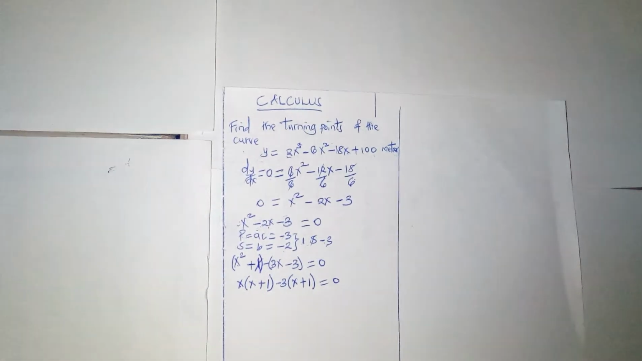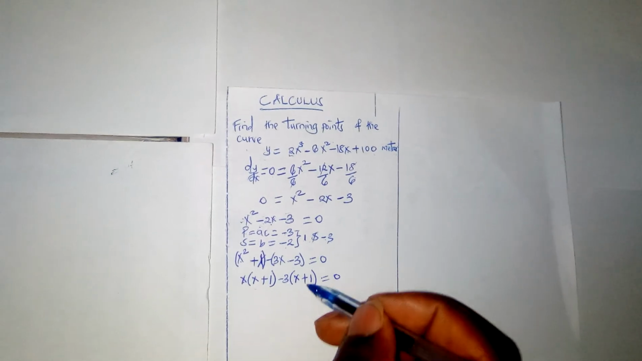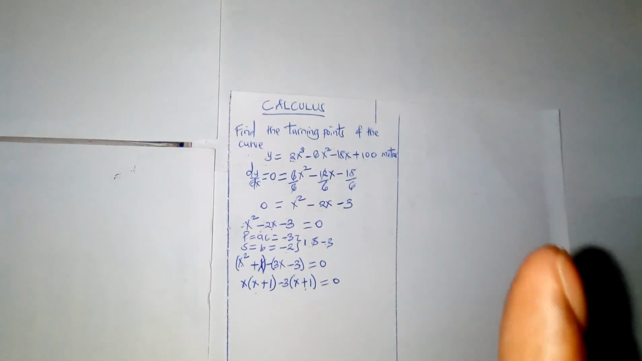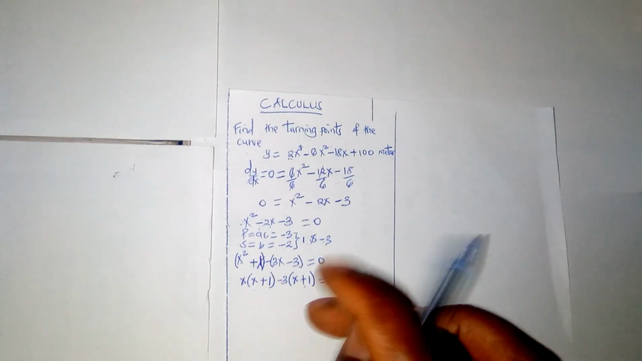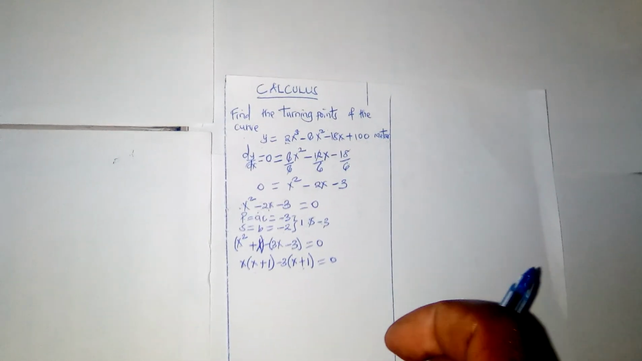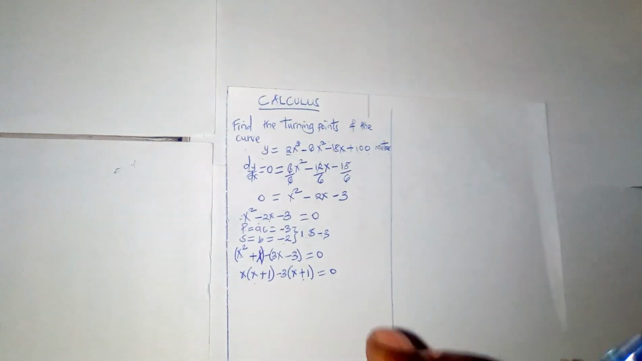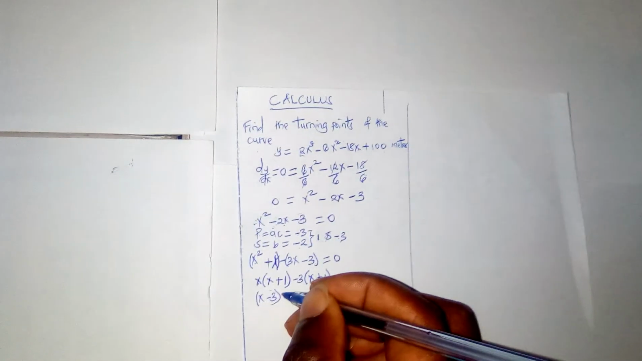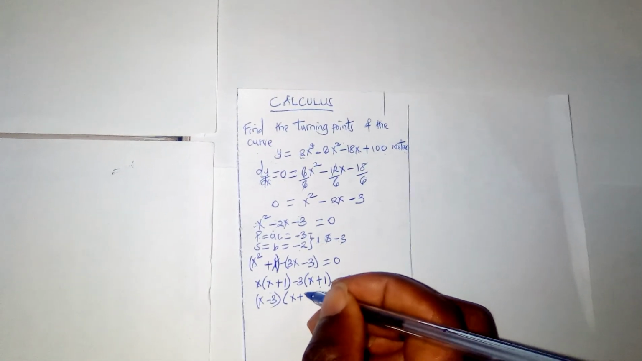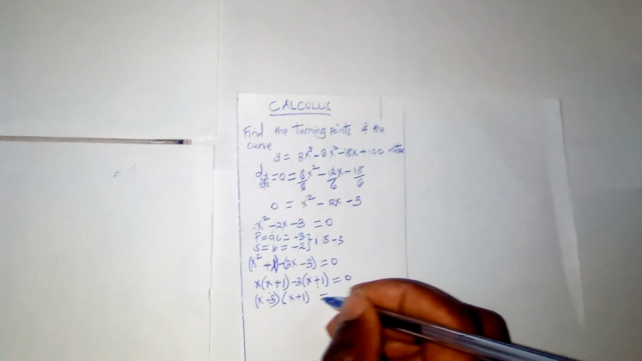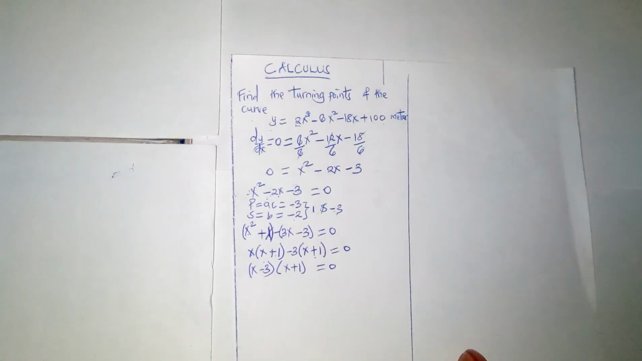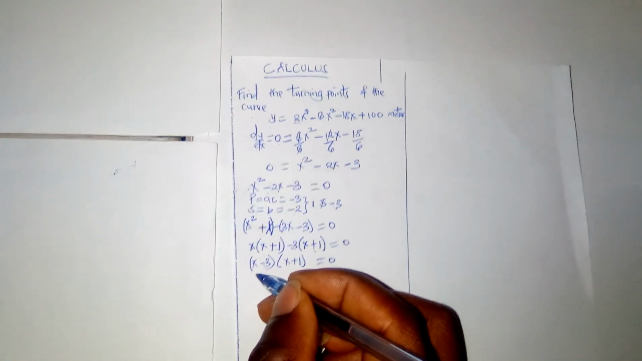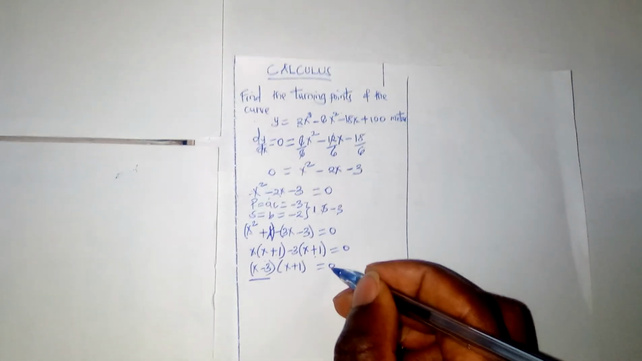Now when you look at the content inside the bracket, they are the same, and therefore we shall just concentrate on one bracket. Then the content outside the bracket, I group them together so that I only have two brackets. So I'll be having x minus 3, then the other bracket I have x plus 1, is equal to 0.